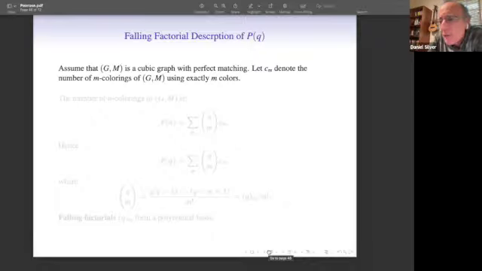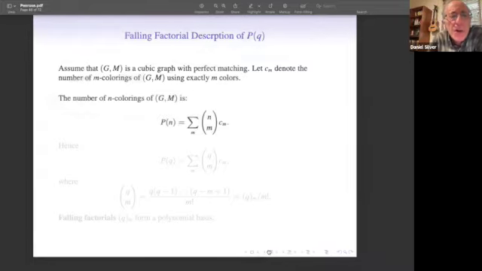Let CM be the number of M colorings of GM using exactly M colors. So the number of N colorings of GM is going to be a summation of these things where you multiply each one by N choose M. Why? If I've got N colors, I decide how many I want to use, and I've got to make my choice of M colors from the set of N. And then I count the number of ways I can color with exactly M colors. And I do this for each M, and there's no overlap here. And so this is the value of P evaluated at N.